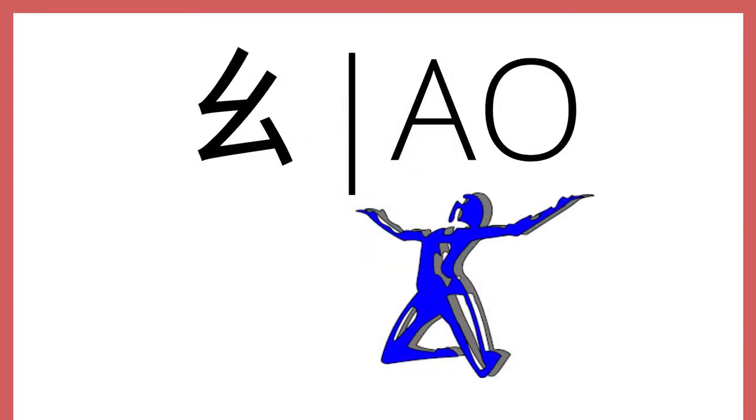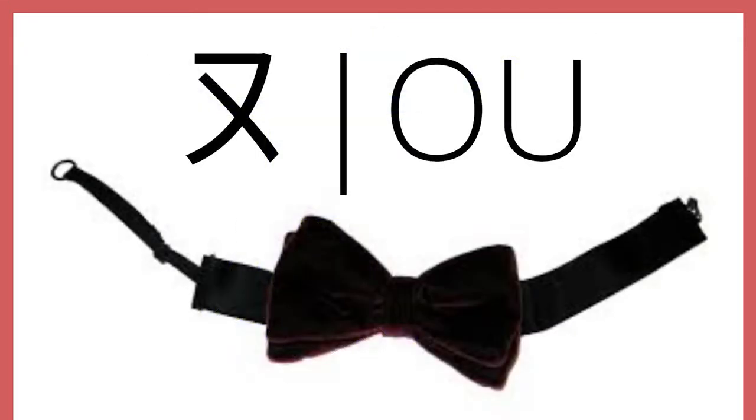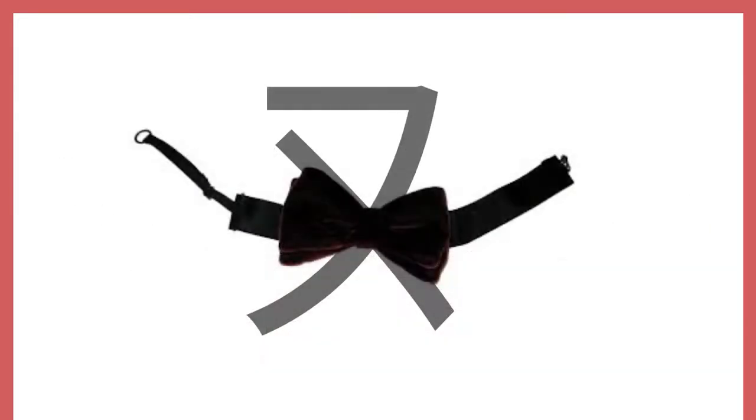Now, ow is like when you skin your knees and you're saying ow, ow. Its pinyin is AO, and the Zhuyin looks just like the two bent knees of somebody who's just fallen. Then here is O, as in the vowel you use to say bow tie. The pinyin is OU, and the Zhuyin looks a bit like a bow tie in the process of being tied.